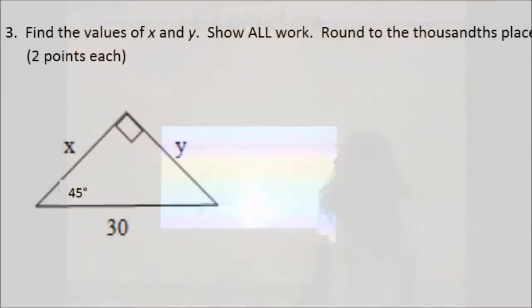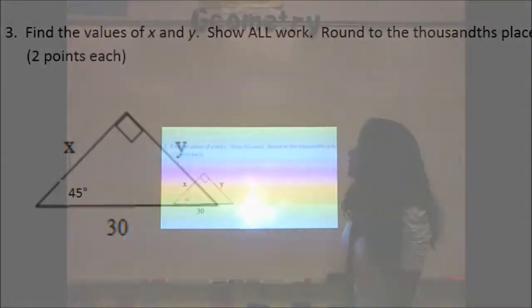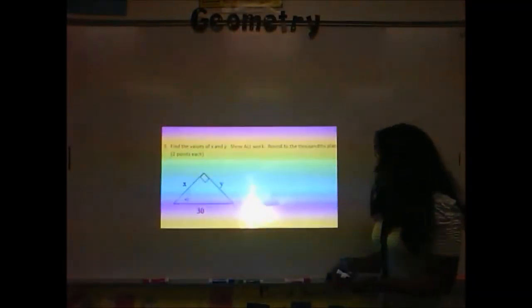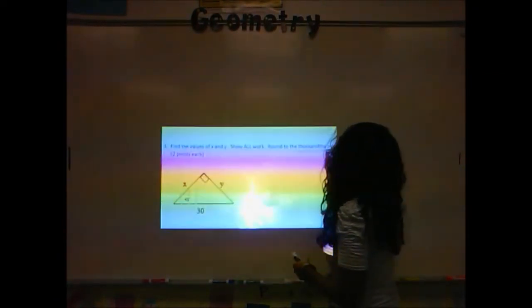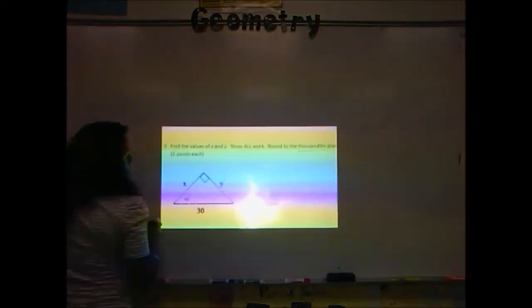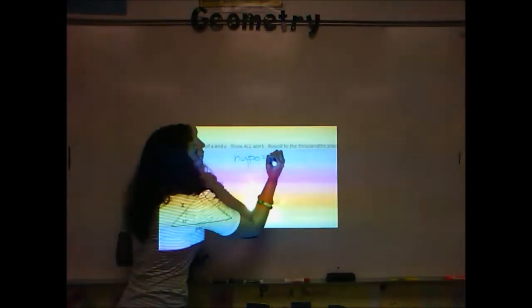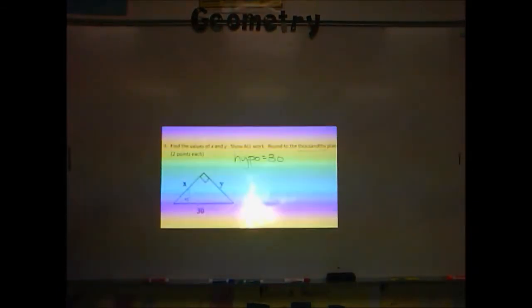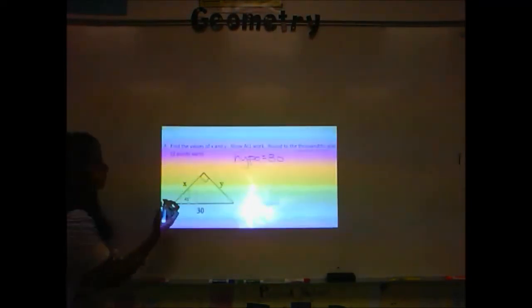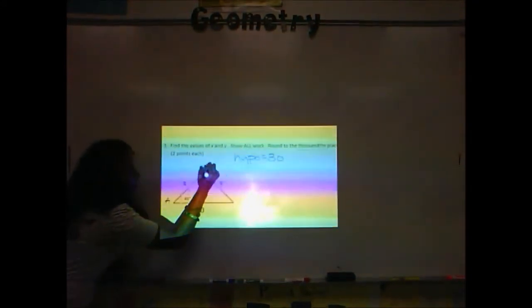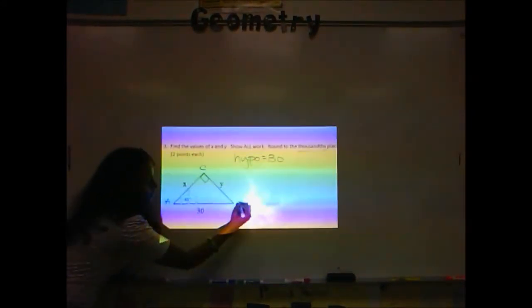Alright, number 3. Find the values of x and y, show all the work, round to the nearest thousandths. We're given 30. What is 30 in this right triangle? This is the hypotenuse. So the hypotenuse is 30. What do we want to find first, x or y? The y. Okay, I'm going to label these angles just so we have something to refer to when we're talking about them.